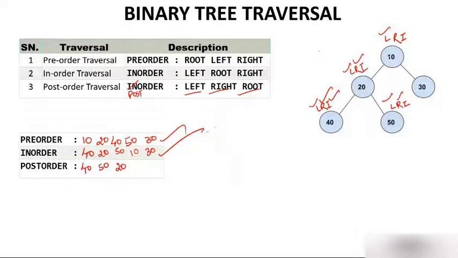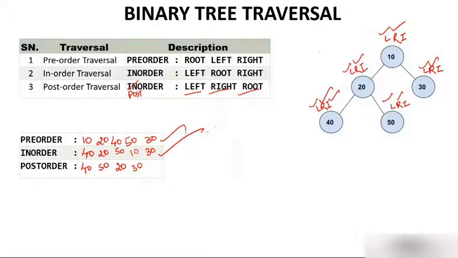Now we move up. We have completed all the left, and we called right. The moment we called right, we move here and write the formula: left, right, and info. What is left of 30? Nothing. What is right of 30? Nothing. What is info of 30? 30. So we write 30.